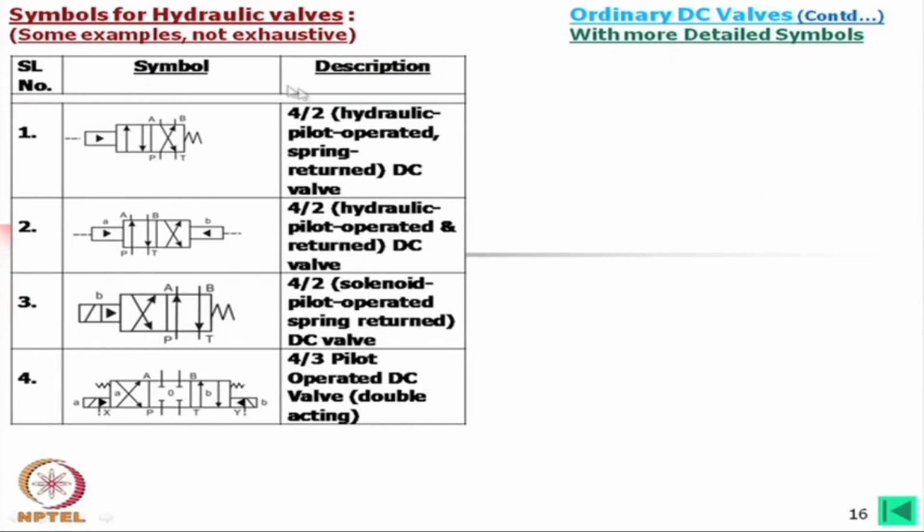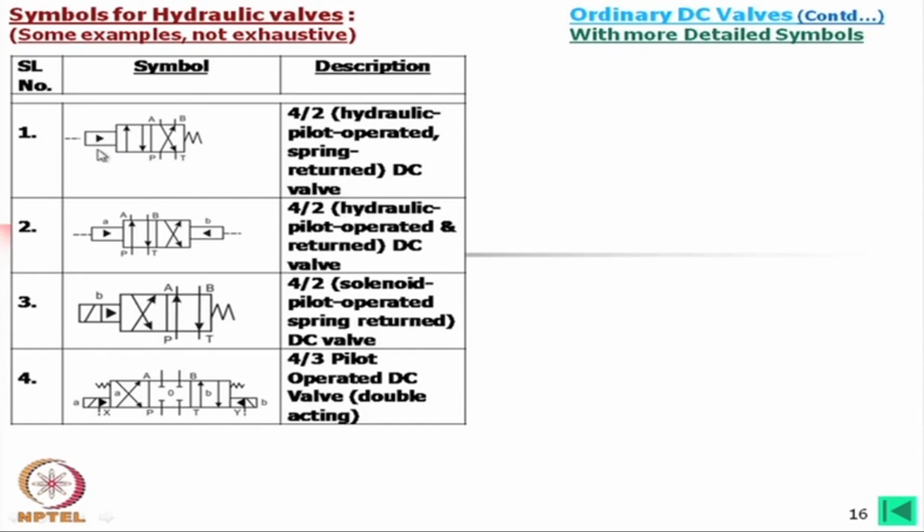So, with this addition of more detailed symbols, what can we add? This is basically a 4/2 DC valve, and we have used one spring. Here we have used a triangle plus a triangle completely filled, in a box, and then a dotted line. That means this is pilot operated, and maybe hydraulic driven also together. It is a hydraulic pilot operated spring return valve.